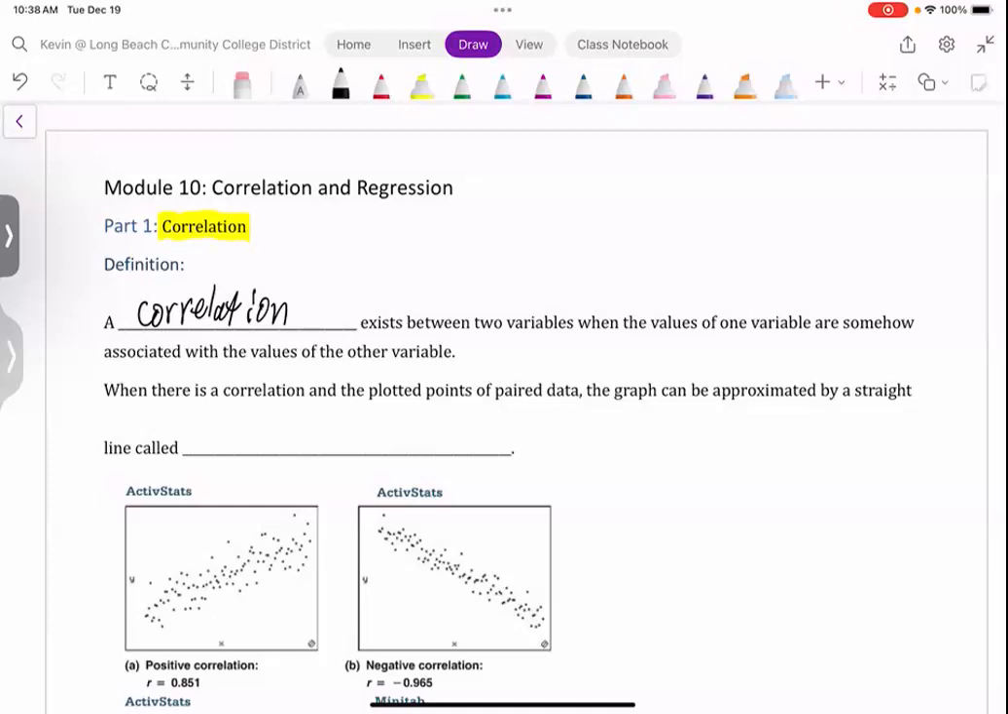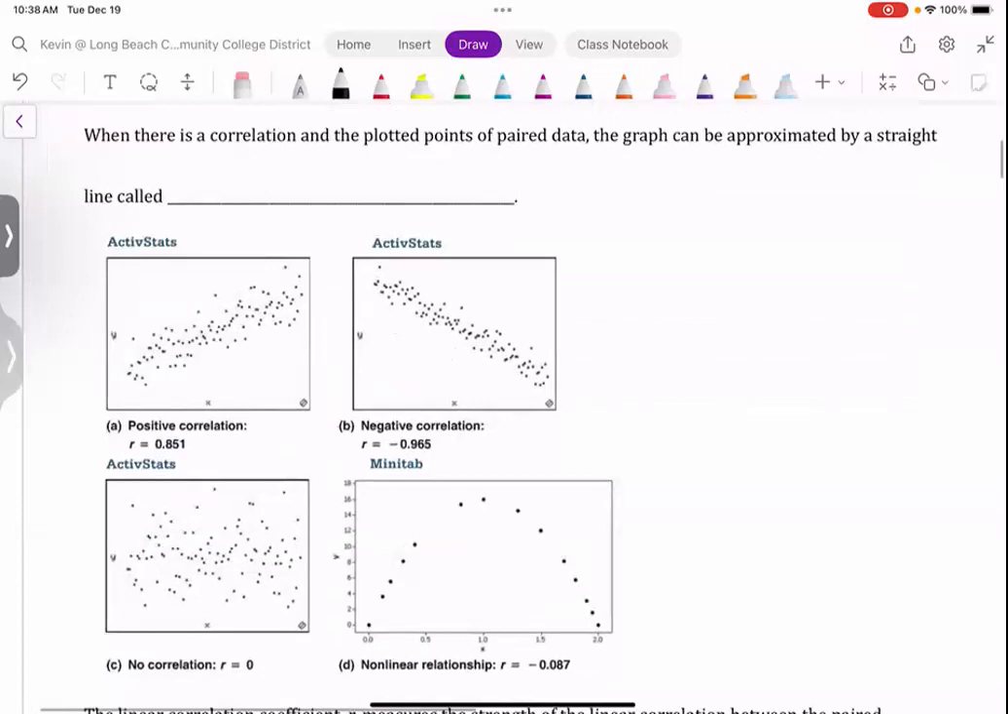Where there is a correlation and the plotted points of paired data, the graph can be approximated by a straight line called a linear correlation line. And here we have a few graphs, and this is going to kind of make the point for us: if we have all this data, is there a straight line that can sort of represent the data to give us some predictive power, meaning that we can predict things?